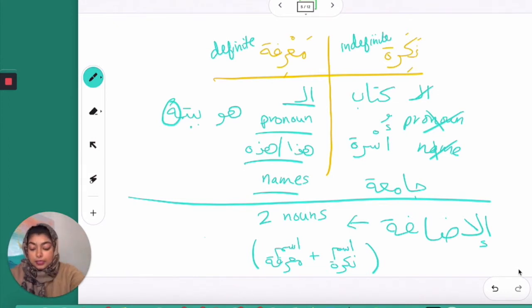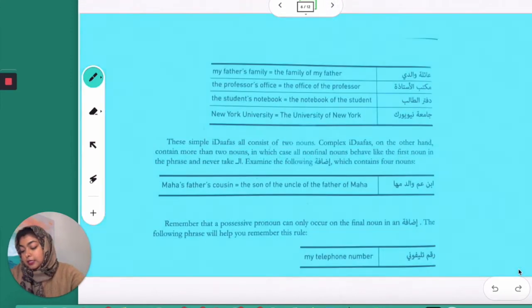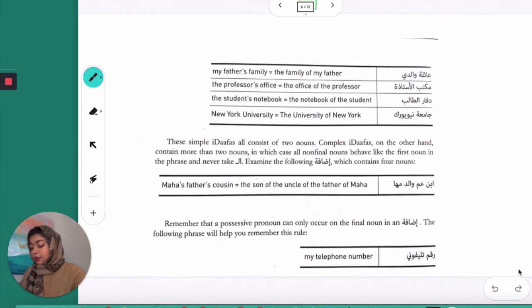So something indefinite followed by something definite. That is what we call al-إضافة. It is possession. It tells you whose it is. Okay. So let's look at some examples. These are in your book on the following page.